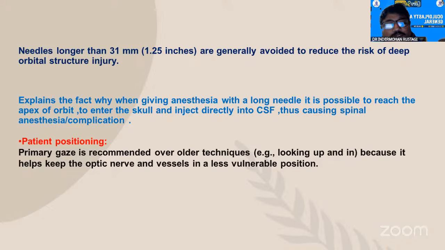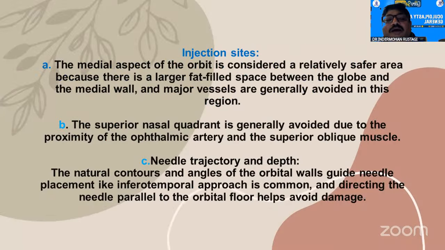And then of course patient positioning. Primary gaze is recommended over older techniques like looking up and down or up and in, because if the patient is looking straight, that keeps the optic nerve and vessels in a less vulnerable position. So these are the few injection sites. The medial aspect is considered a relatively safer area, and because of the fat-filled space between the globe and the medial wall, needles are avoided in this region. The supranasal quadrant is avoided because of the proximity of the ophthalmic artery, and the natural contour and angle have to be taken care of while injecting, so that the needle goes parallel to the orbital floor, which helps in avoiding damage.